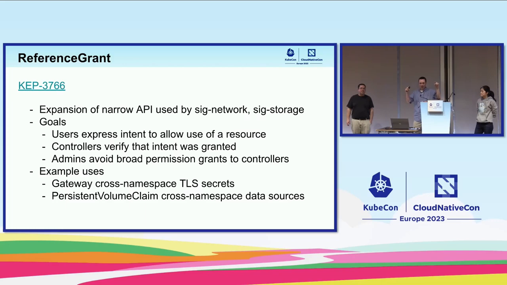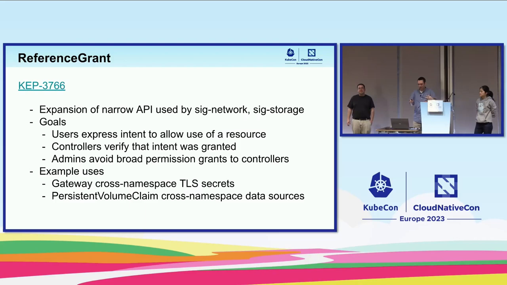But there are a couple other pieces of the puzzle. There's the controller, the gateway controller, the volume controller. How does it actually get authorized to get this secret or get this volume snapshot or whatever the resource is? And so there was a question about authorization there. And then finally, how does the controller indicate when they get a secret that they're doing it on behalf of this thing? And so what SIG Network came up with, reference grant, was a good piece of that solution.